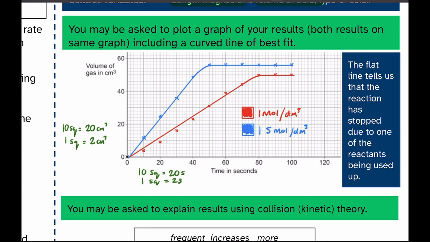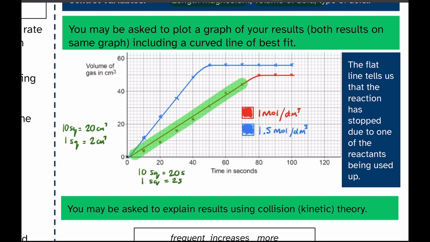So you might get asked a few things. Once you've plotted this, it might say, all right, compare. So you have to say how they're the same, how they're different. It might say compare the rate of reaction for 1 molar versus 1.5 molar. So for the 1.5 molar, you can see that the rate of reaction is steeper there, so we can say the rate of reaction is faster.